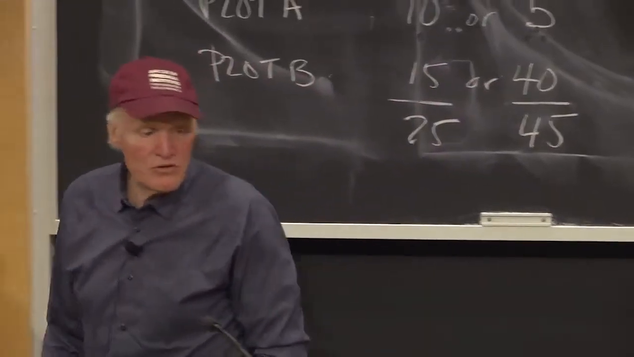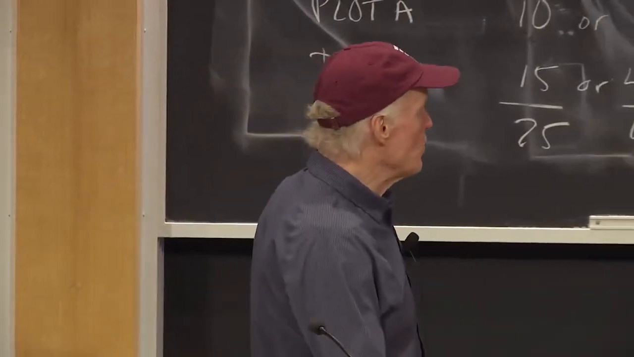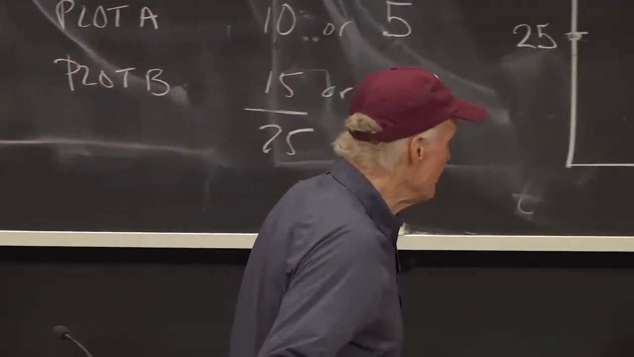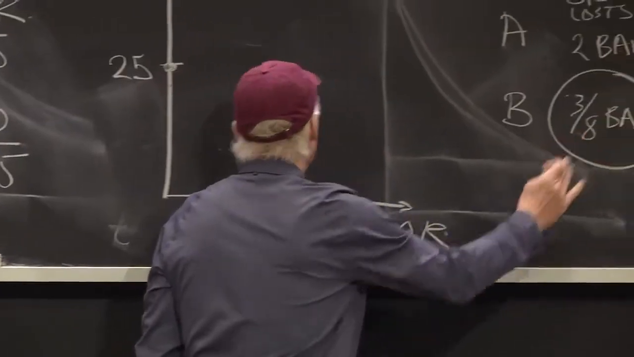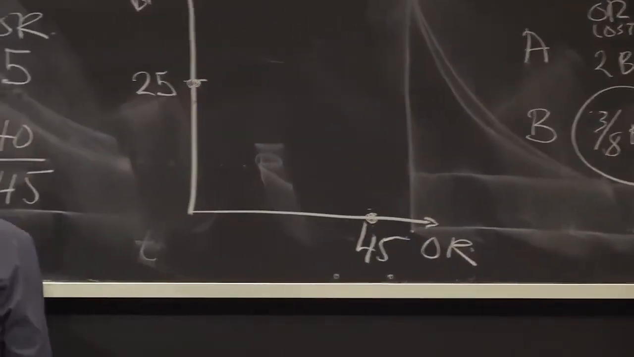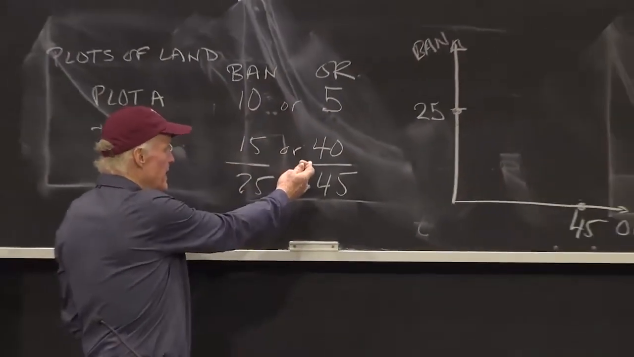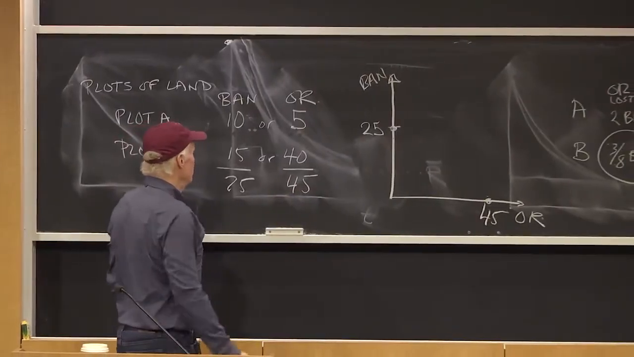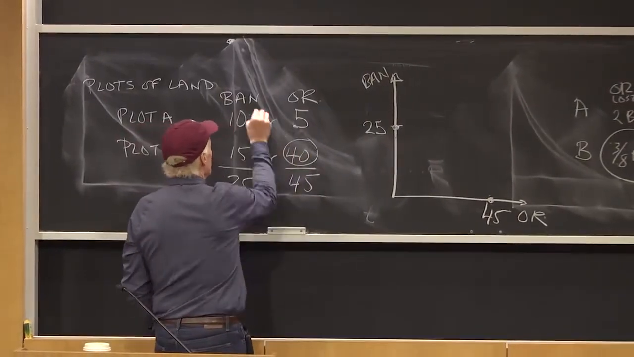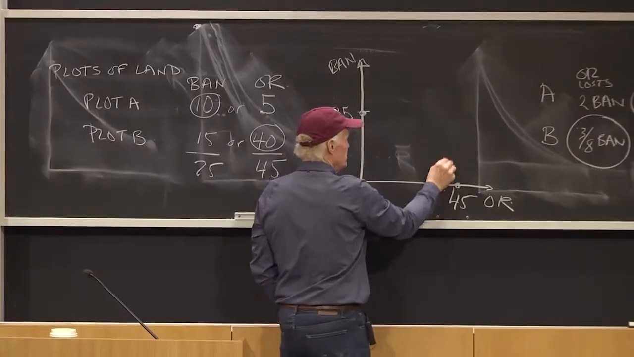So if we're going to produce oranges, we're going to start producing them on plot B. And in fact, we're going to produce them on plot B until we can't produce any more. And so we're going to go to some point, which is here.